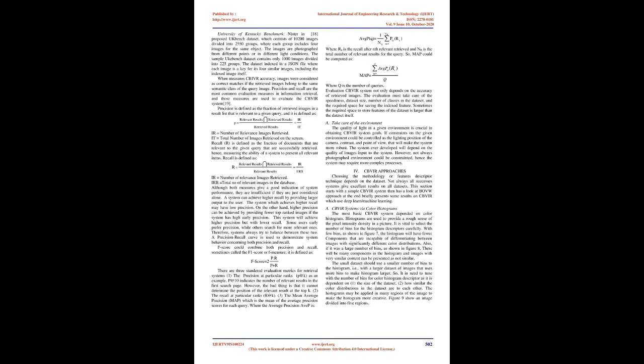Where the average precision of a query is the sum over n of P(n) times the change in recall, divided by NR, where Rn is the recall after the nth relevant retrieved and NR is the total number of relevant results for the query. So, MAP could be computed as the sum over q equals 1 to Q of the average precision of q, divided by Q, where Q is the number of queries.